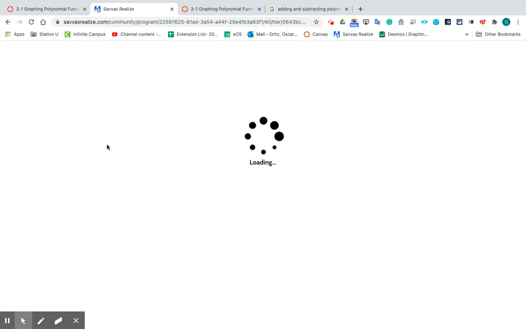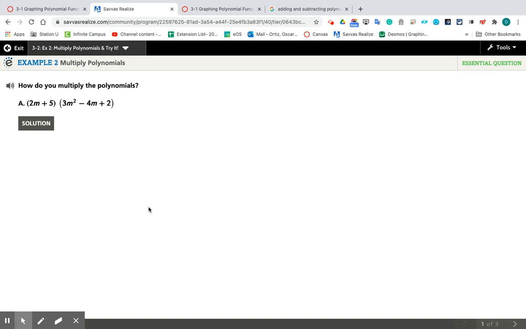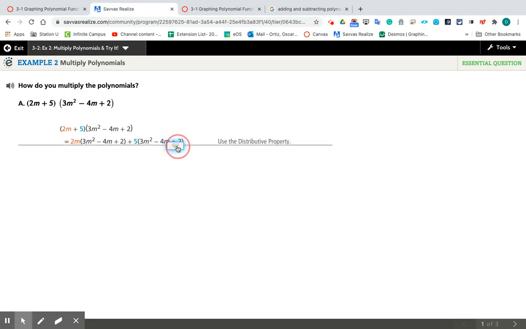So let's see how we multiply. And you might remember this from Algebra 1. So here we're multiplying a binomial, it's got two terms, times a trinomial, 1, 2, and 3 terms. So let's see how that's done. We're gonna start multiplying.